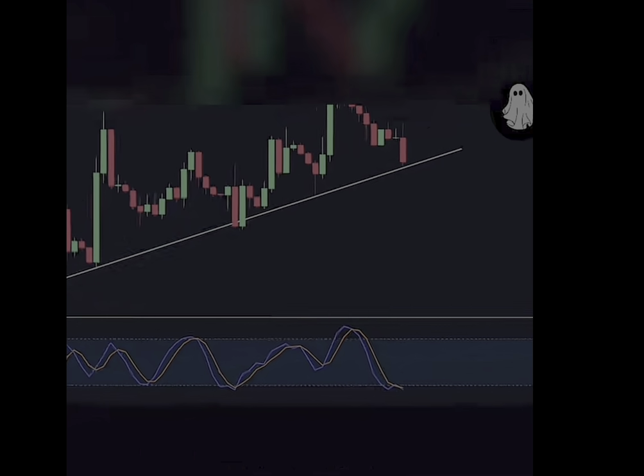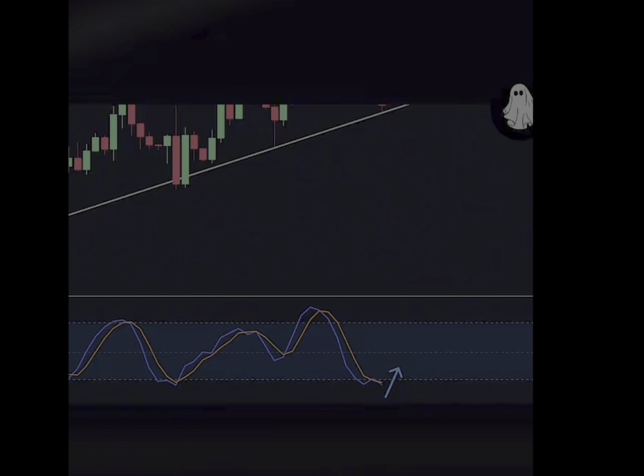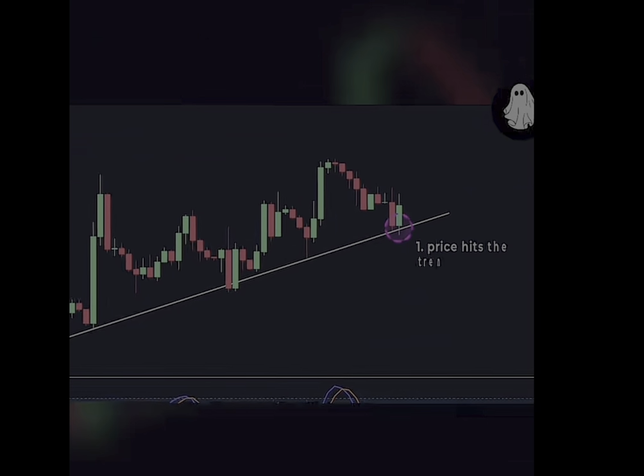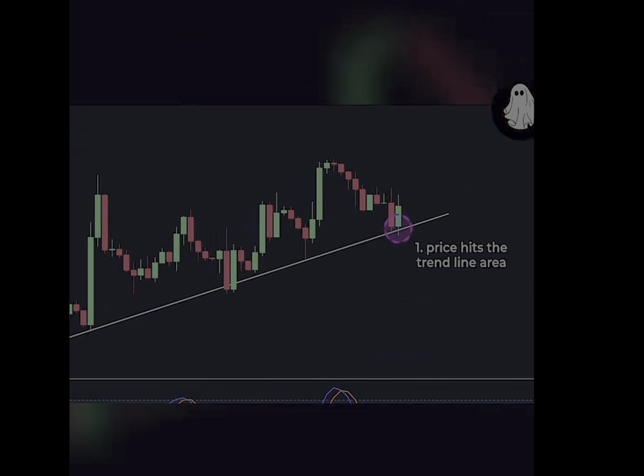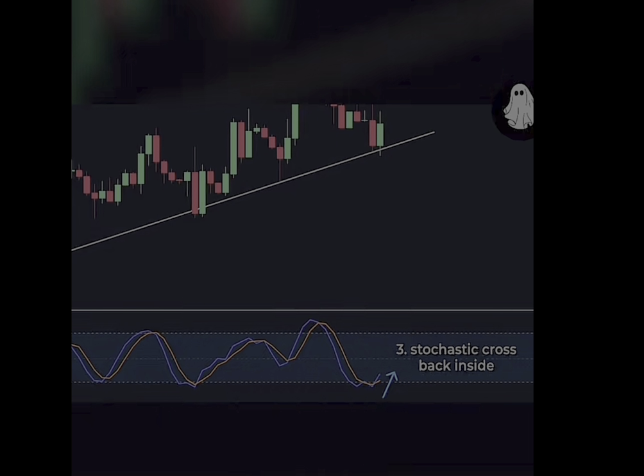For our last entry confirmation, wait for the stochastic line to cross back inside the oversold levels again. So, to recap, first we want to see price approaching the trend line area. Next, we want to see the stochastic cross into oversold, then cross back inside again.